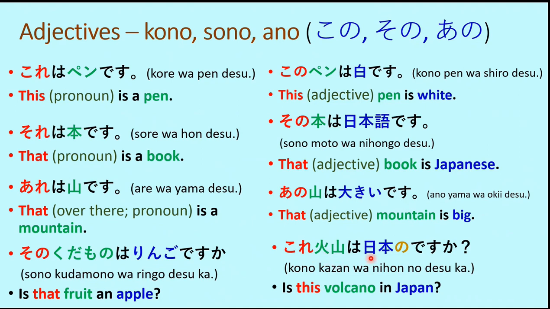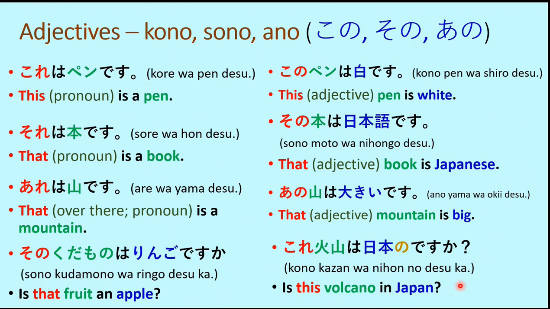Kono kazan wa nihon no desu ka? So here, is this volcano in Japan? So here some kind of possession, like belonging to Japan, is present here. That's why this no particle is used, because it represents the belongingness of this volcano to Japan. So kono kazan wa nihon no desu ka? Is this volcano in Japan?